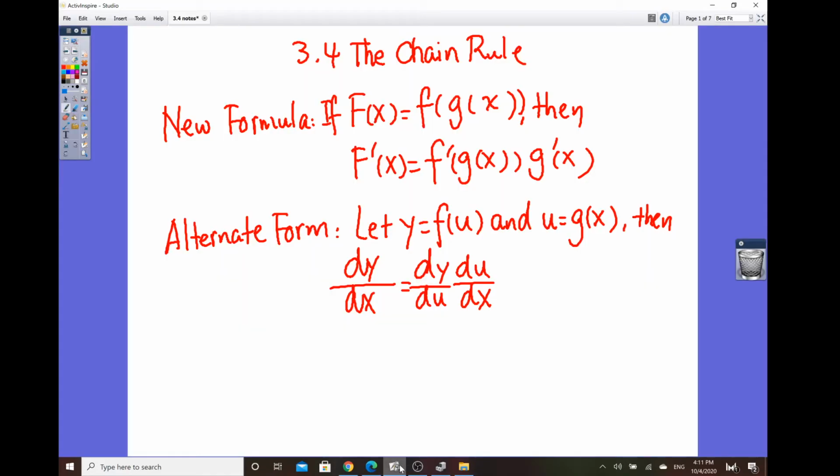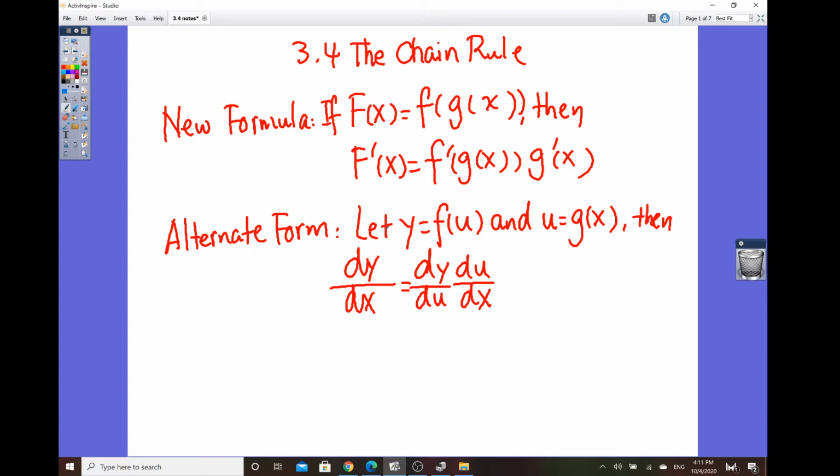Alright, calculus class students, I just want to talk about 3.4, the chain rule. First, the formulas that you need to recognize. You remember composition functions, f of g of x. The way to take the derivative of the composition is to find the derivative of the outer function, f prime of g of x, and then take the derivative of the inner function, g prime of x.